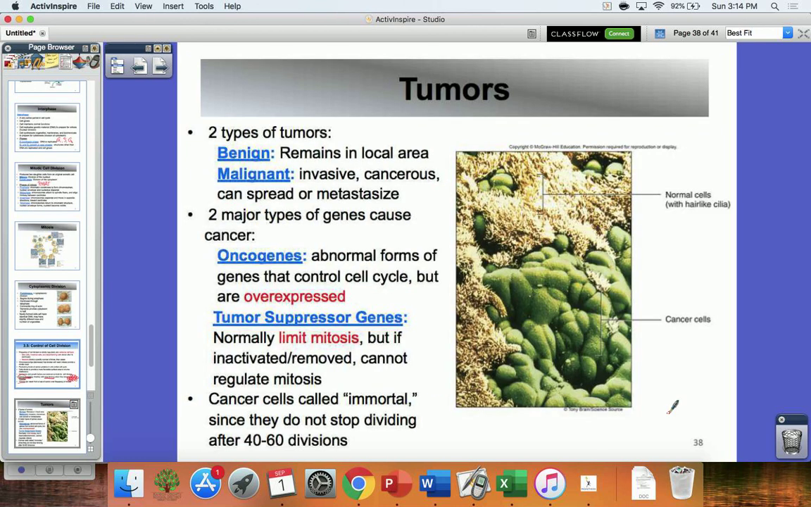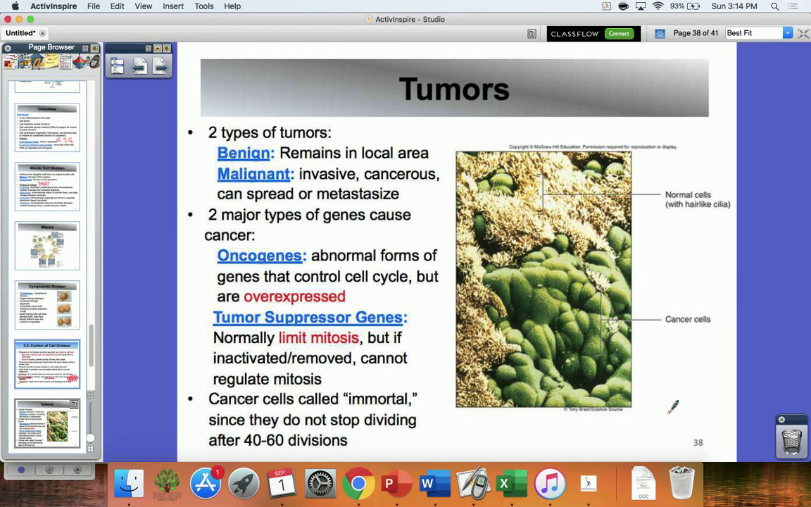So we have two different types of tumors. You all probably have heard of both of these in everyday language. We have benign and malignant. Benign tumors are those that are not cancerous. They are in this one area. They may not even get too much bigger. They could, but they're not going to get a lot bigger.